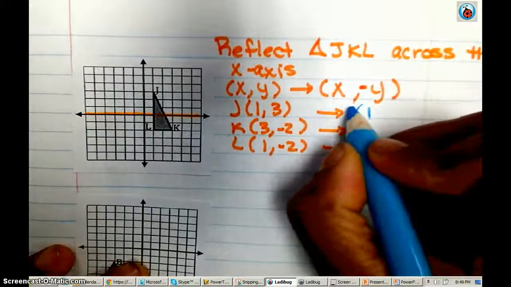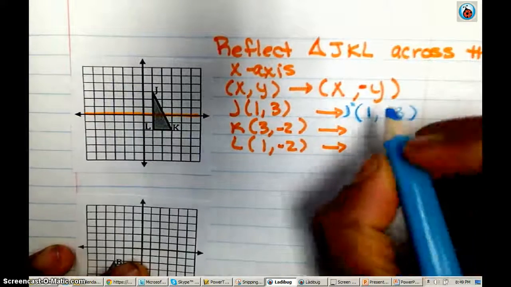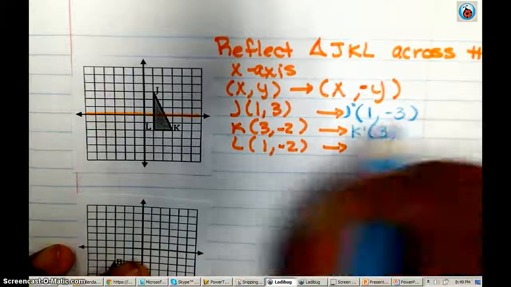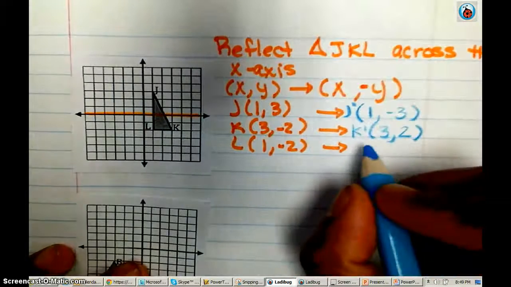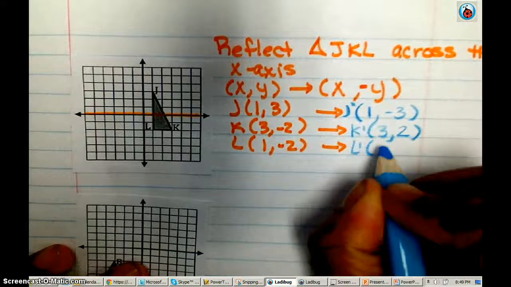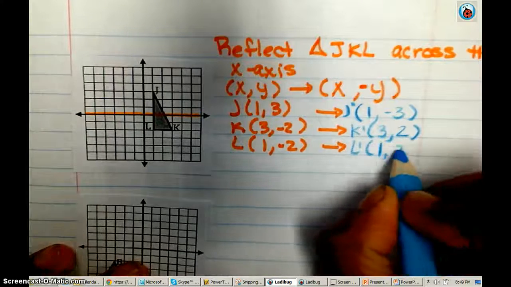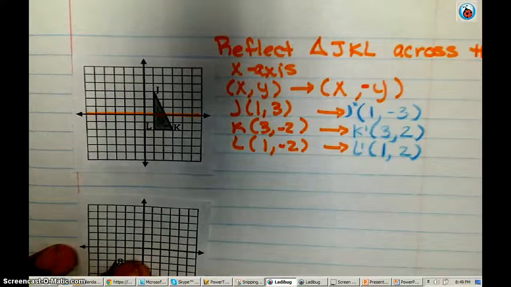So I'm going to have J prime be 1, negative 3. K prime is going to be 3, opposite of negative 2 is a positive 2. And then L prime is going to be 1, opposite of negative 2 is a positive 2. So once I have those, I'm just going to plot my points.